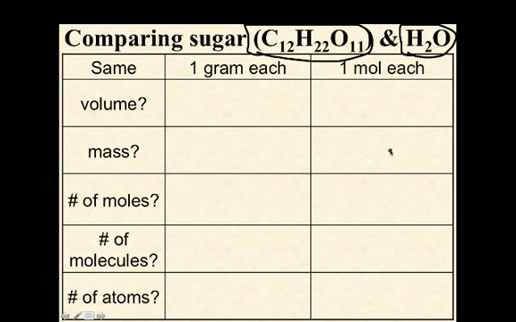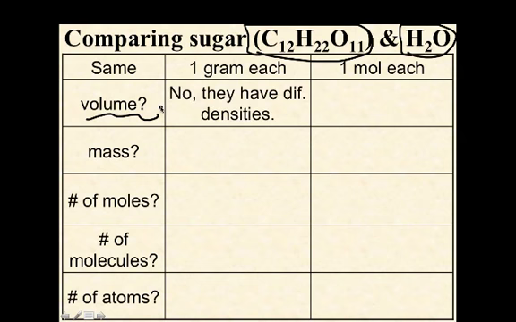So if I have 1 gram of sugar and I have 1 gram of water, would they occupy the same volume? Would they take up the same amount of space? And our answer is obviously no. They have different densities. So a gram of sugar may take up more space than a gram of water just because the sugar has more atoms in it and it takes up more space. It would make a bigger pile, right? Okay, how about mass? If I have 1 gram of sugar and 1 gram of water, that's the same exact mass, right? Yeah, because that's what grams are.